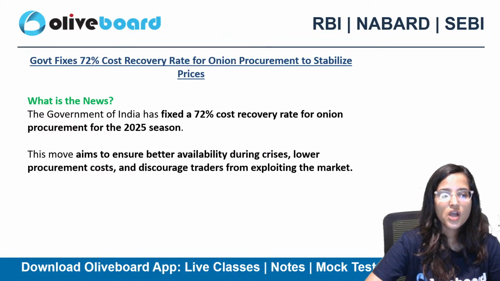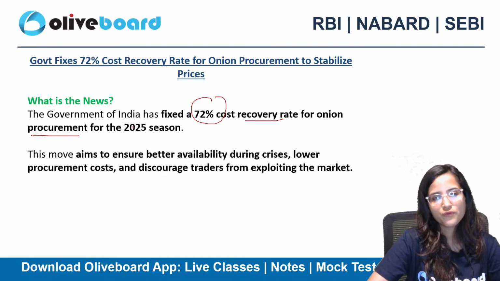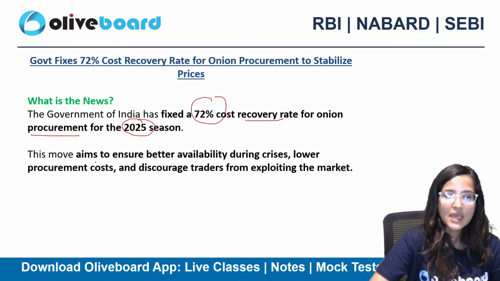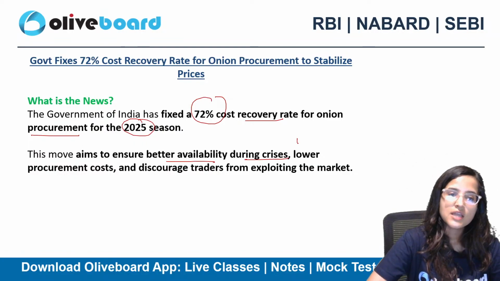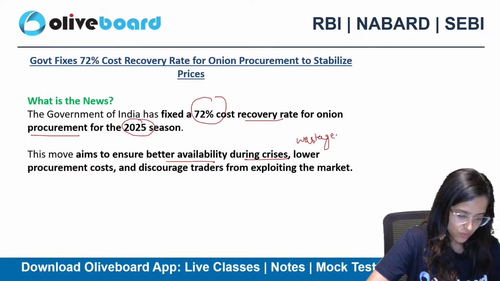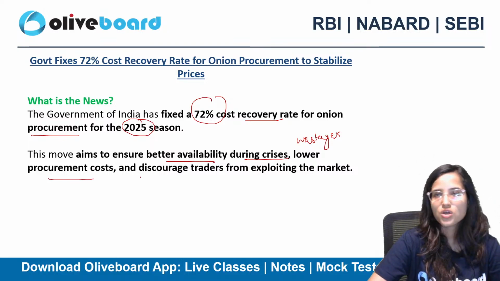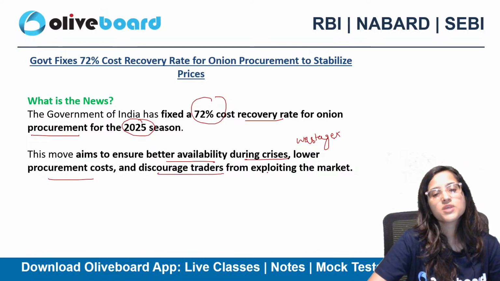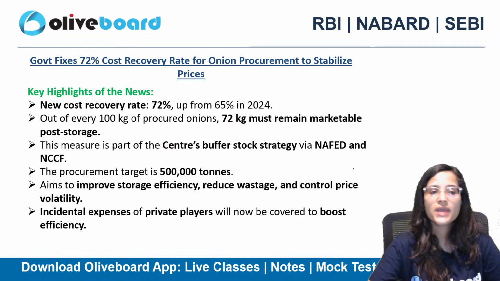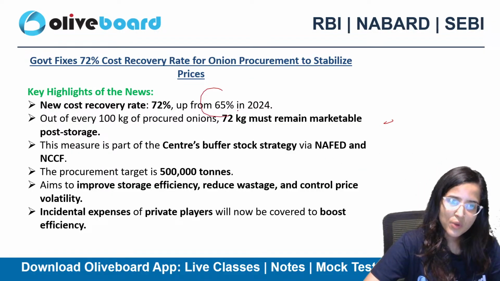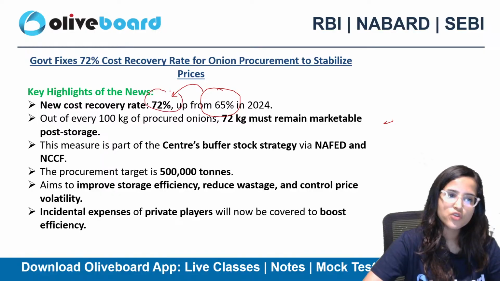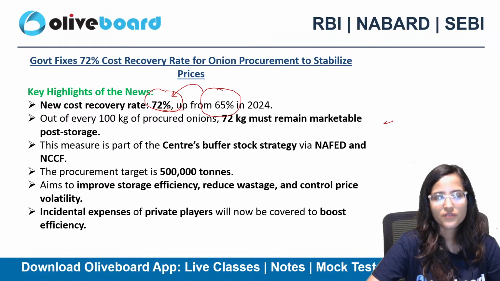Okay? So the Government of India has fixed a 72% cost recovery rate for onion procurement for the 2025 season. What is the aim? To ensure better availability during crisis, so that there is no wastage, lower procurement costs, and discourage traders from exploiting the market. These are the reasons why this procurement rate has been set. Earlier it was 65% in 2024, now it has been raised to 72%.